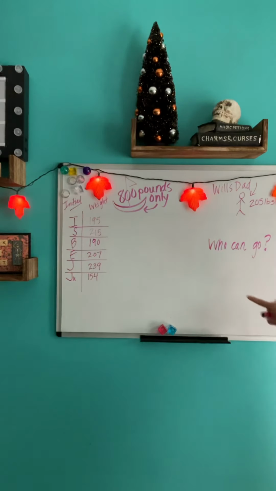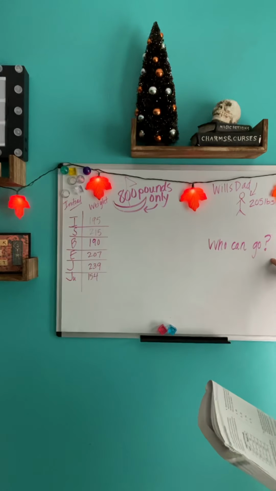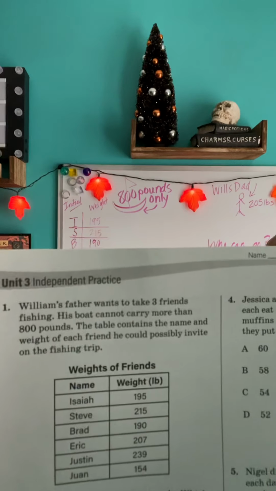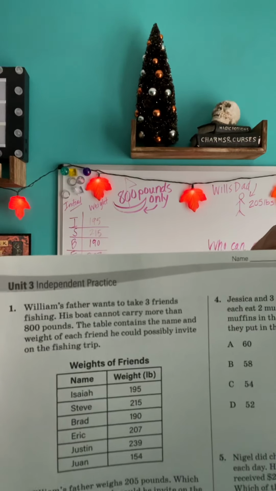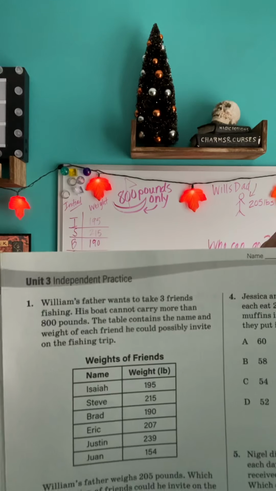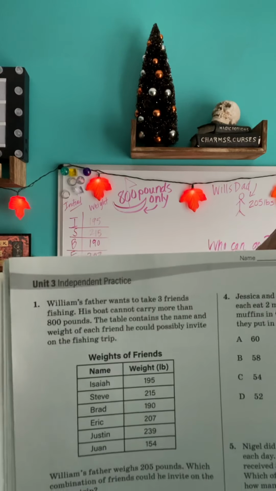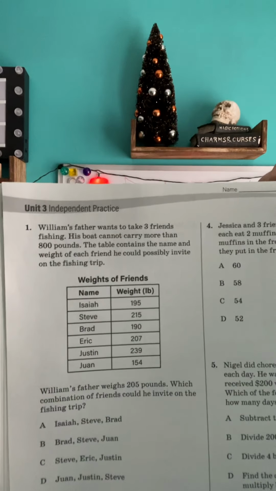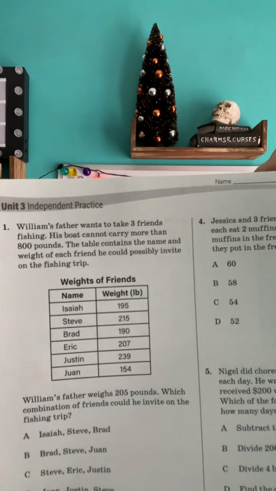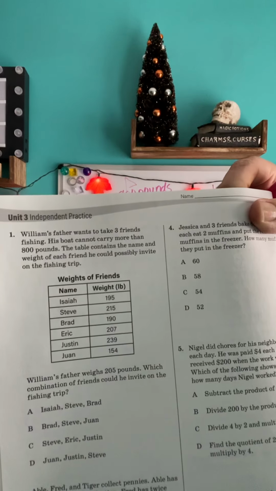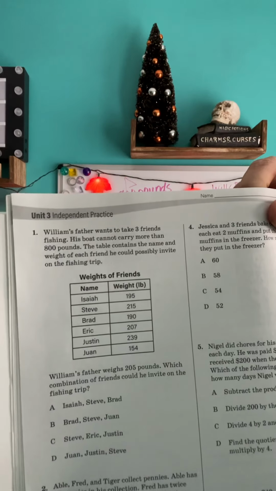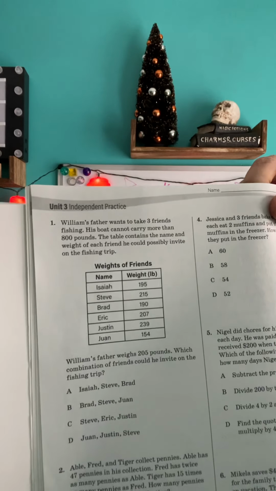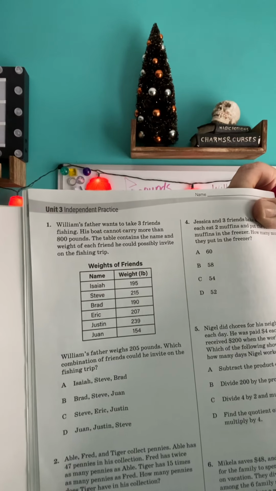So, who can go? So, I'm going to read the problem again. William's father wants to take 3 friends fishing. His boat cannot carry more than 800 pounds. The table contains the name and weight of each friend he could possibly invite on the fishing trip. The question is, William's father weighs 205 pounds. Which combination of friends could he invite on the fishing trip?